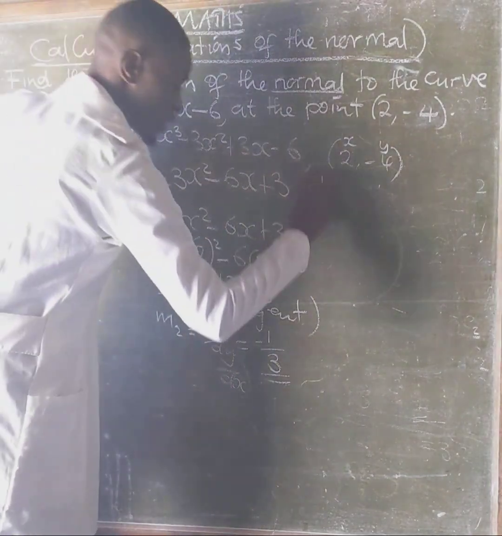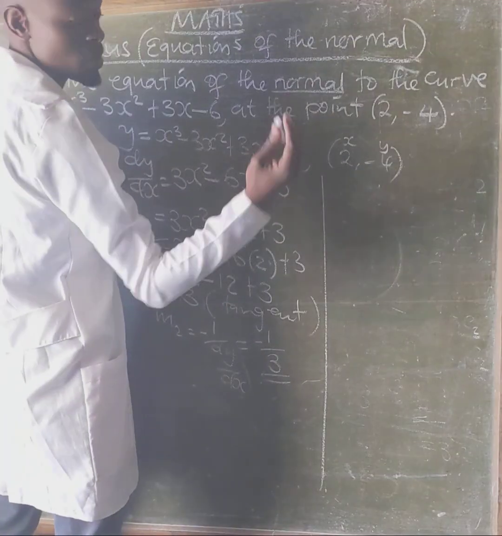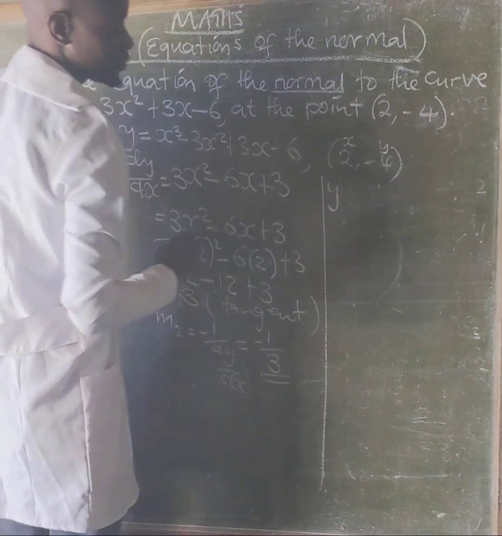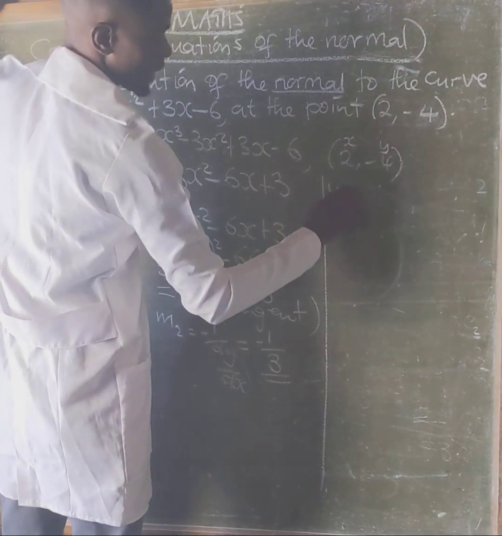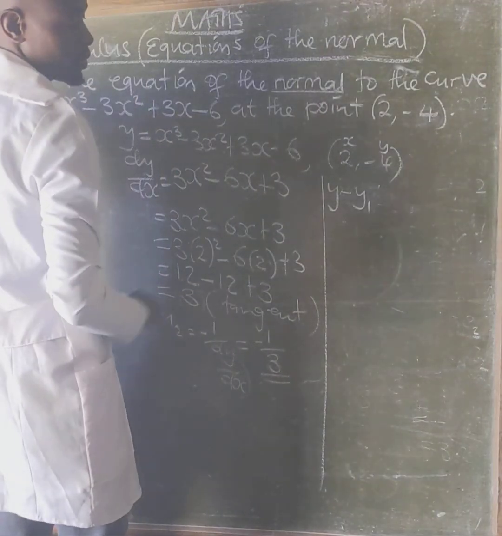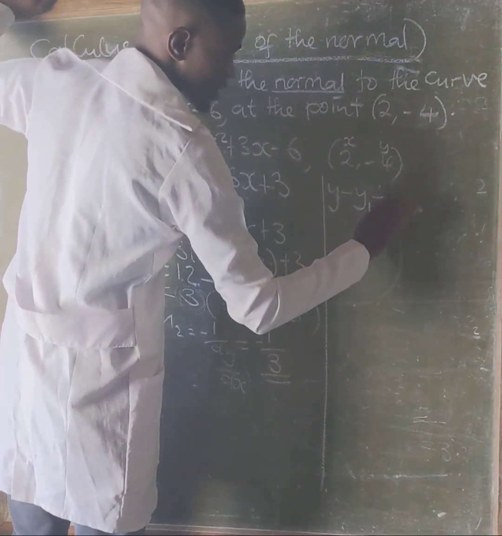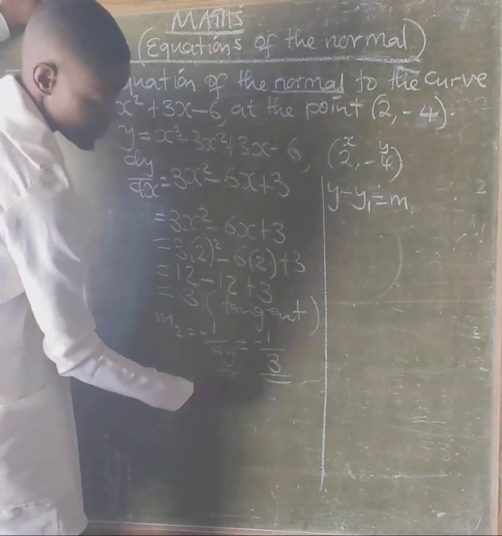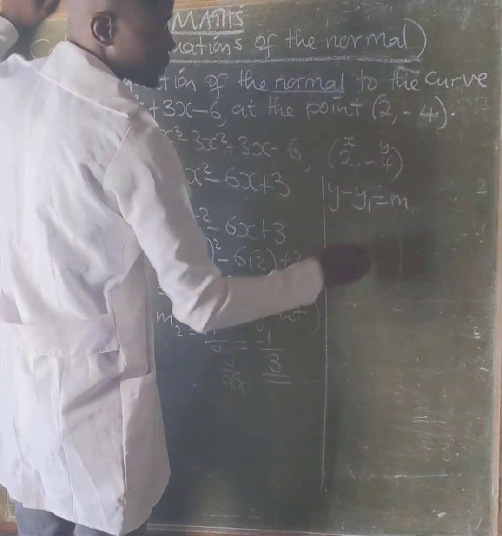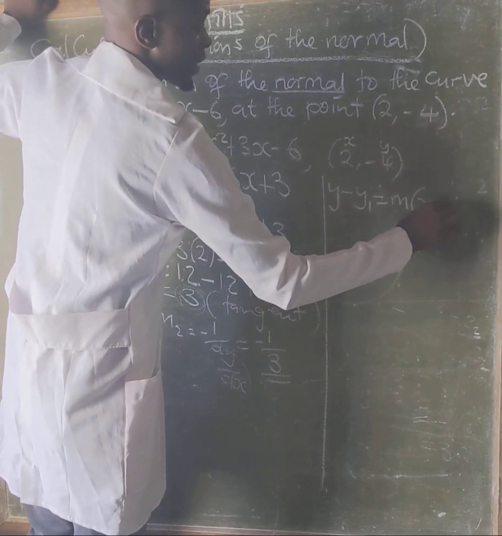To find our equation, we use the formula. Since we have the 2 points, we have y minus y1 equal to the gradient, which can be represented by dy/dx, or we can use m to represent the gradient, times x minus x1.